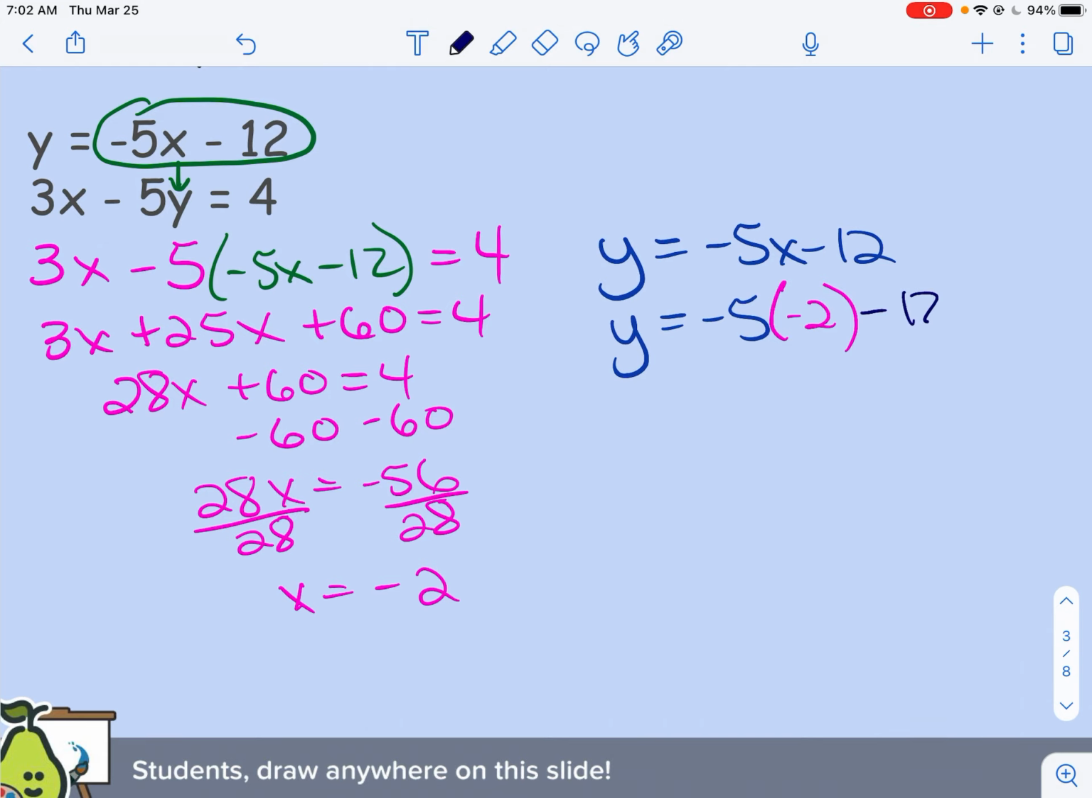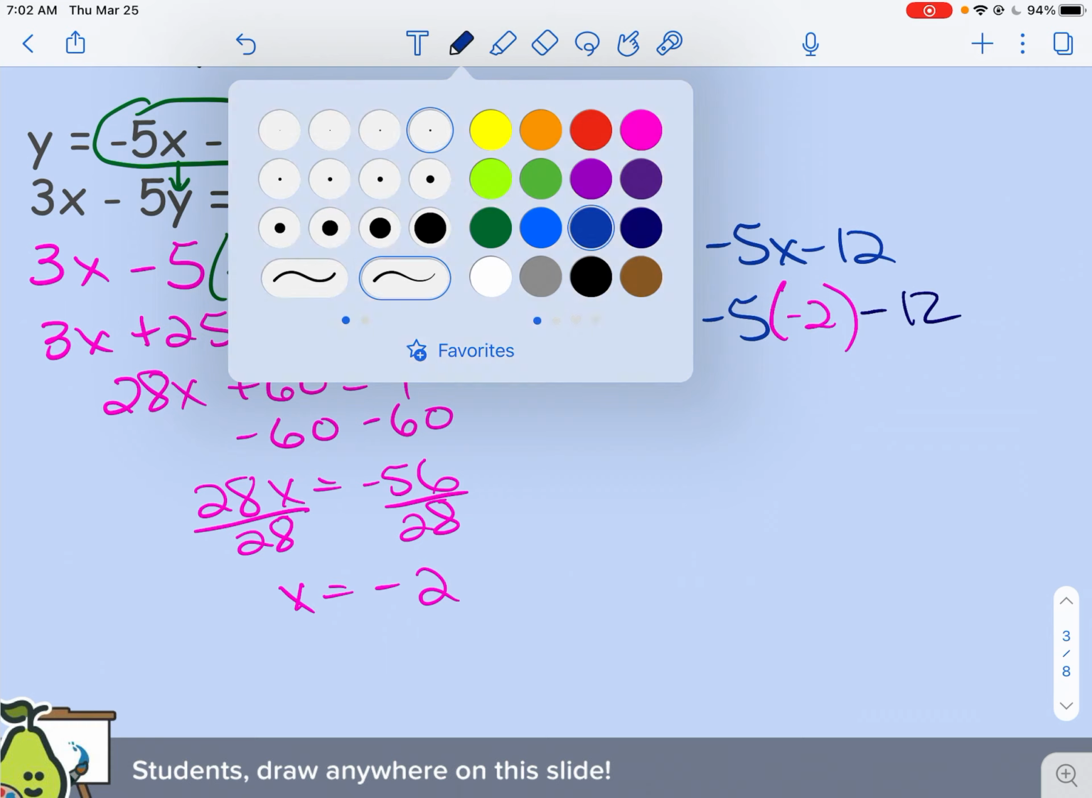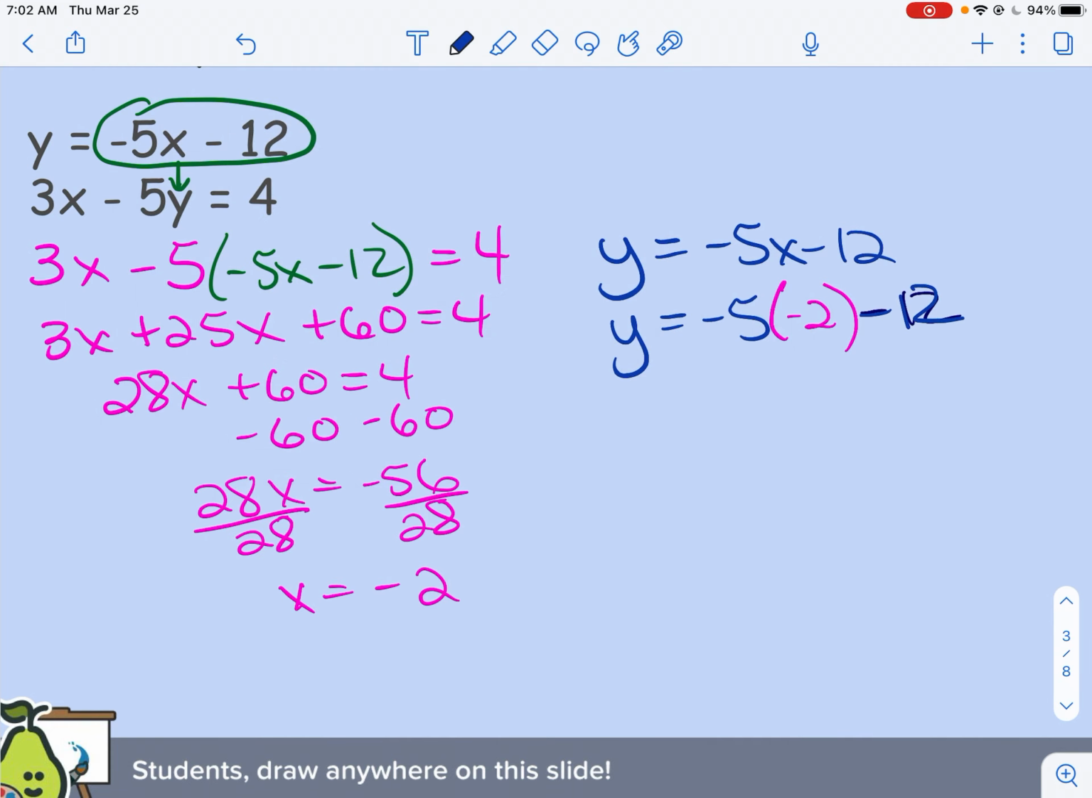I don't know, is that the same color? Nope, it's not. I know I'm weird, but that's okay.